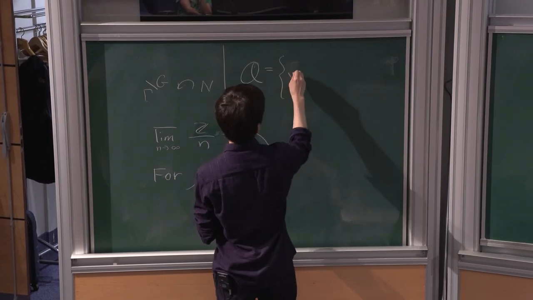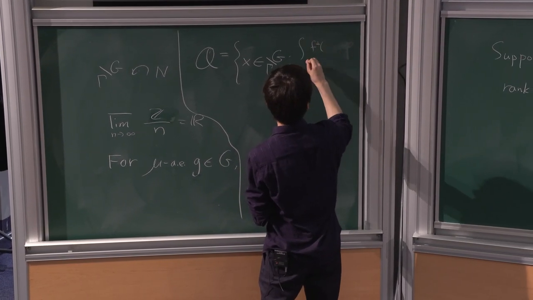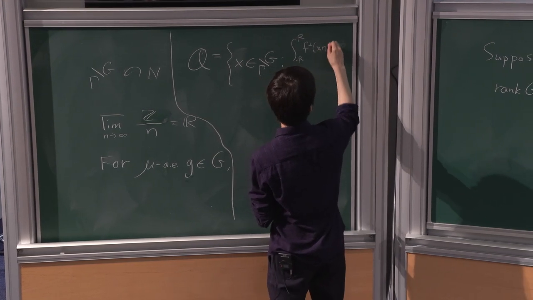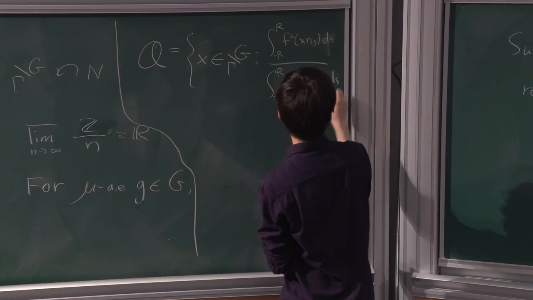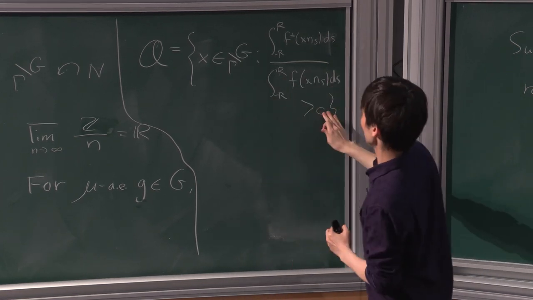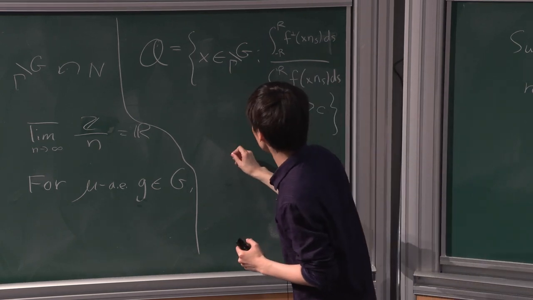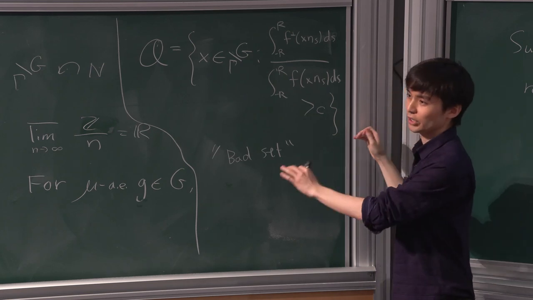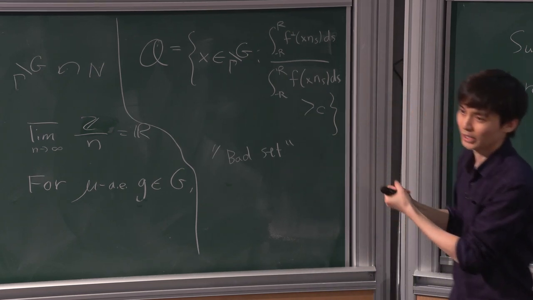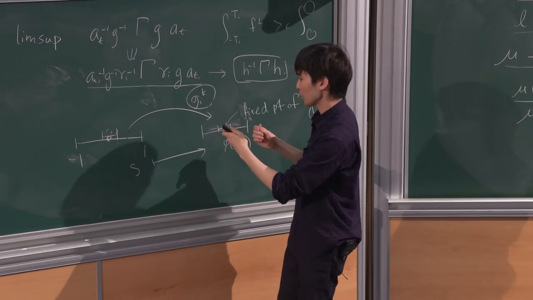Q is the set inside G mod gamma where, when you look at this ratio, it is greater than C, for exactly the same C. You should think of this as a bad set, meaning it is the opposite of being generic, so it should have very little measure. And if you modify this argument, the argument gives you the following.